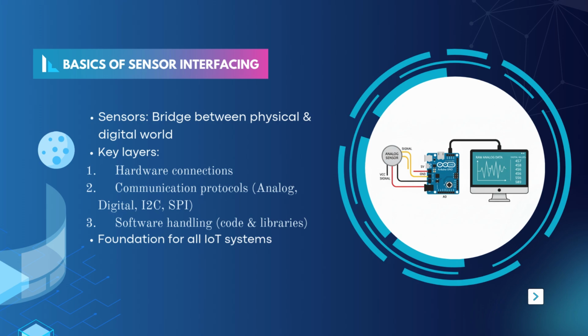The process usually involves three things: hardware connections, wiring power, ground, and data pins. Communication protocol, whether the sensor sends analog signals, digital signals, or uses protocols like I2C or SPI. Software handling, writing code to read the sensor data and use it in an application. Once you understand these three layers, you can interface almost any sensor with confidence.